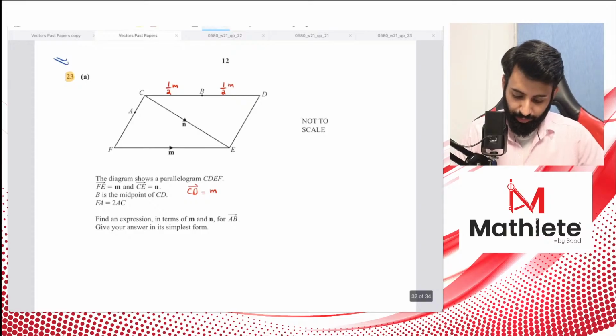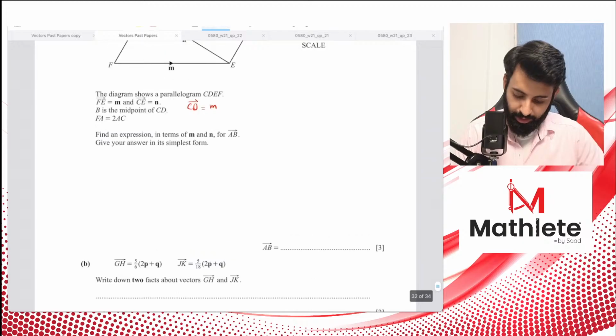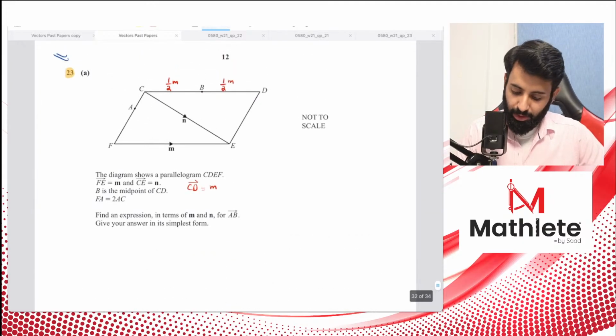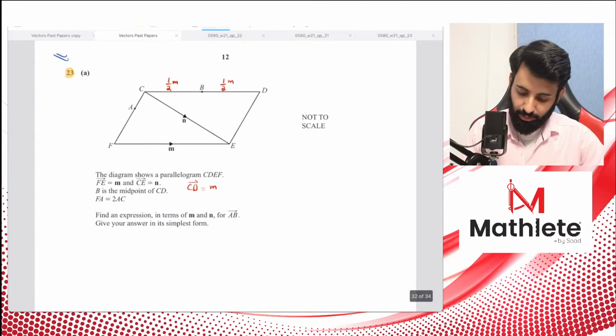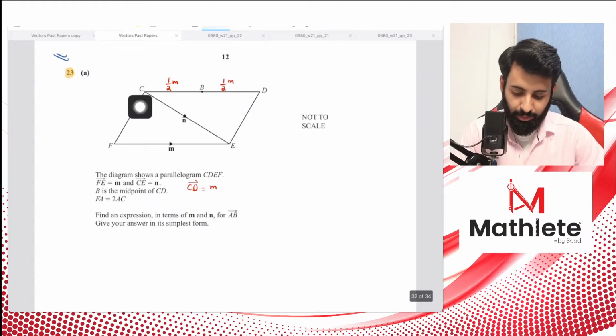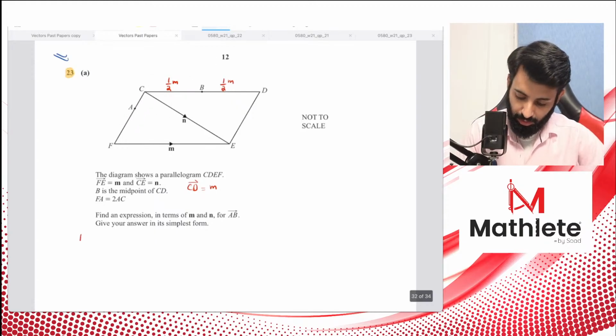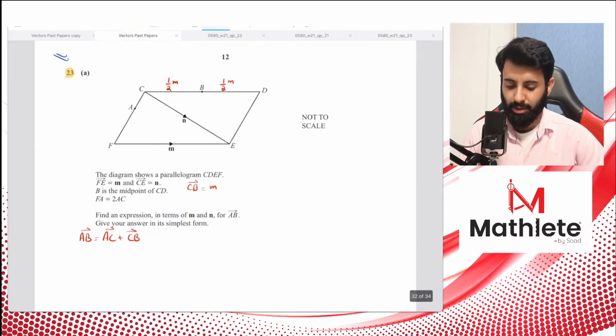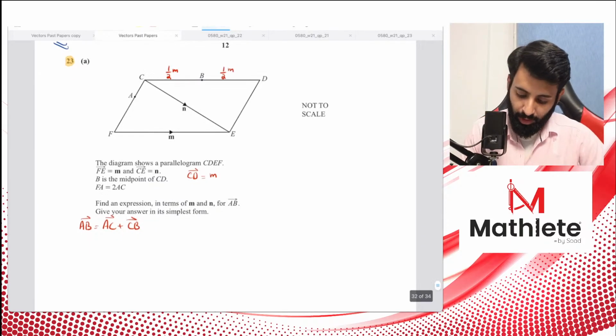So here the question, and this by the way is a 3-mark question. It says find an expression in terms of M and N for AB. Give your answer in its simplest form. Now let's first see what we can do that takes us from A to B. So AB, we can work it out like this. We can say AC plus CB. AC plus CB is what will take us from A to B.